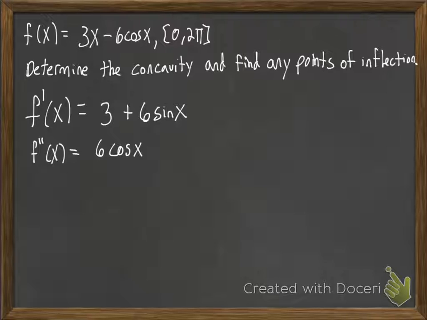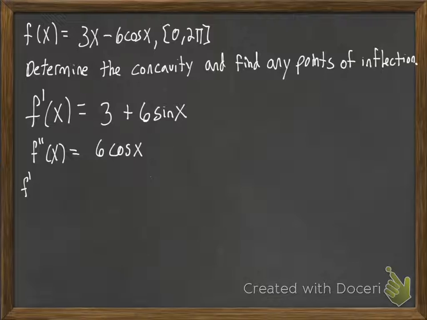We first find the derivative to be 3 plus 6 sine of x. And then we find the second derivative to be 6 cosine x. Remember, to find points of inflection or concavity, we do basically the same thing with the second derivative that we would have done for the derivative. We're finding increasing and decreasing behavior.